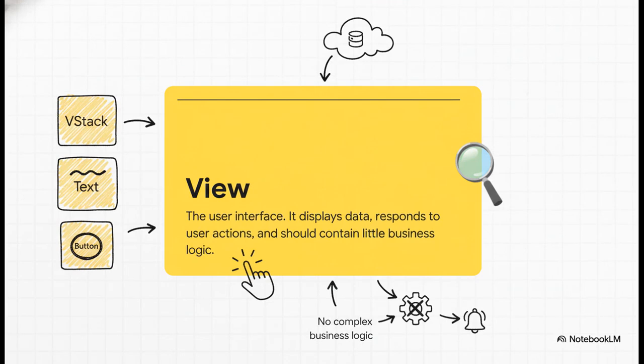Next up is the view. This one's pretty straightforward. It's the user interface. It's all the stuff the user actually sees and touches. Now, here's the crucial part. In a good MVVM setup, the view is also, well, kind of dumb. Its only job is to look pretty, display some data it's given, and tell someone else when the user taps a button. It should have basically zero business logic in it.